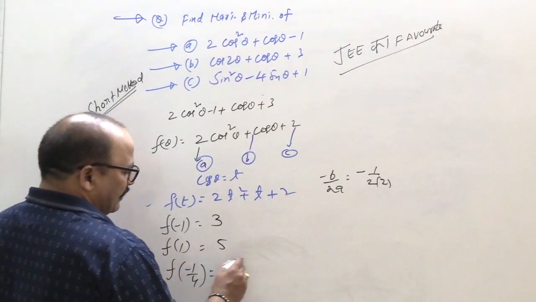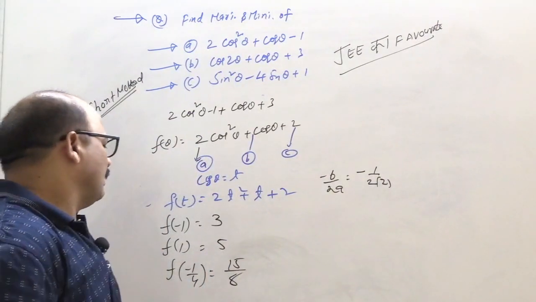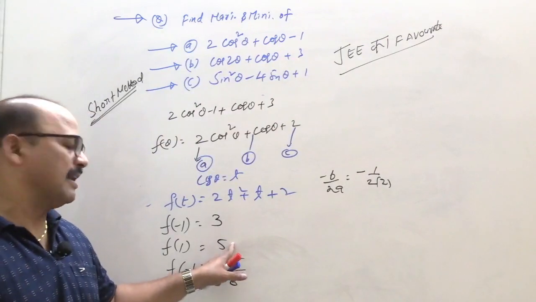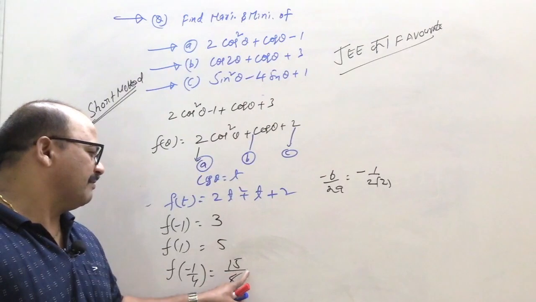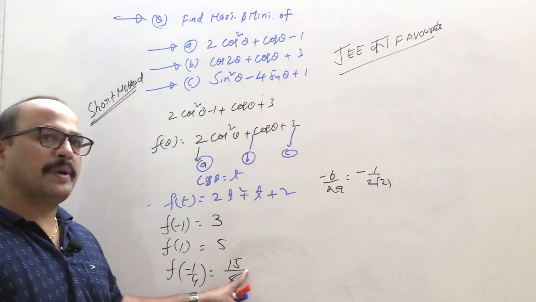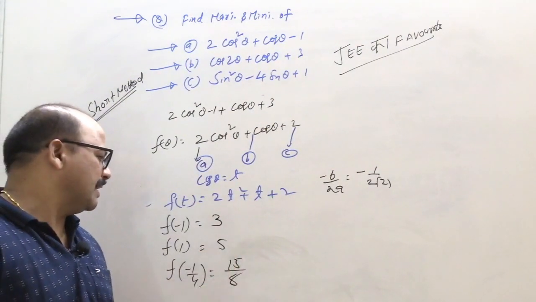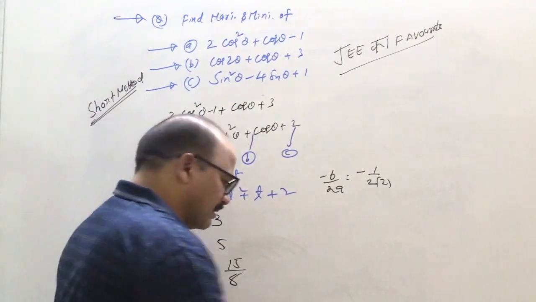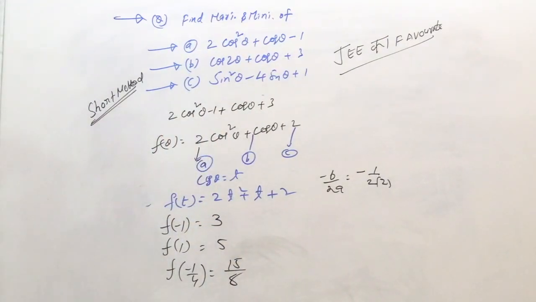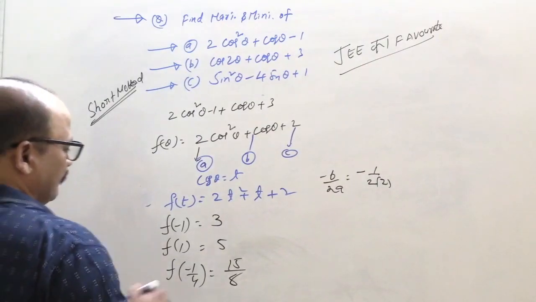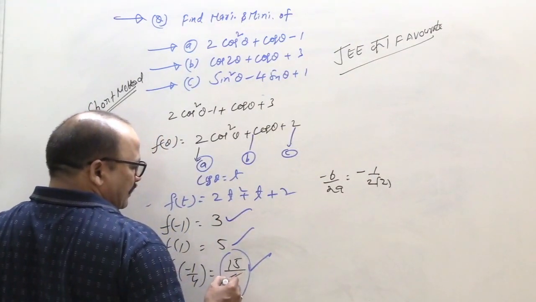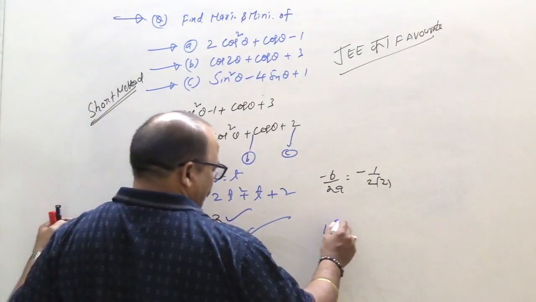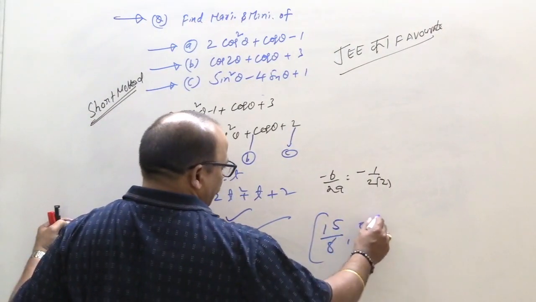This is 15 by 8. What is the maximum value? The maximum value is 5. What is the minimum value? Among these three values, 15 by 8 is 1.875, which is less than 3, so this is the minimum and 5 is the maximum. Write that, students. So the final answer is 15 by 8 comma 5, clear?